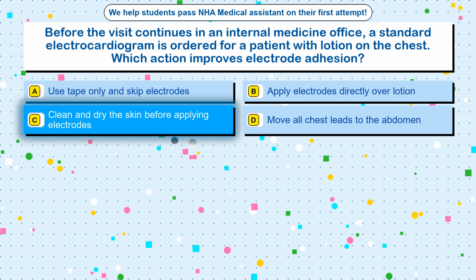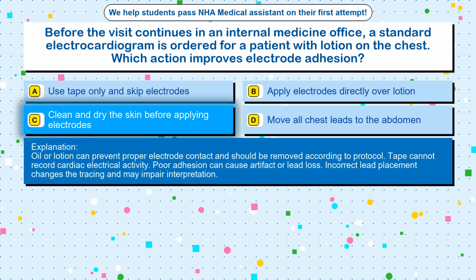The correct answer is option C. Clean and dry the skin before applying electrodes. Oil or lotion can prevent proper electrode contact and should be removed according to protocol. Tape cannot record cardiac electrical activity. Poor adhesion can cause artifact or lead loss. Incorrect lead placement changes the tracing and may impair interpretation.